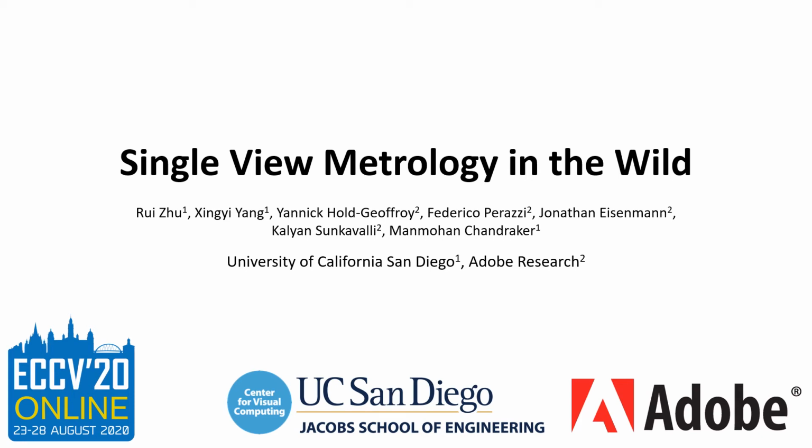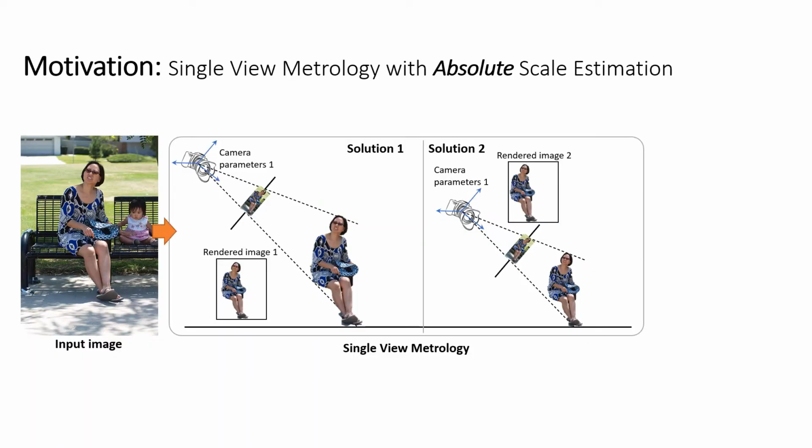I'm going to present our work on single-view metrology in the wild, in collaboration between UC San Diego and Adobe Research. Given the image on the left, single-view metrology can recover the scene and the camera parameters in 3D, only up to ambiguity in a global scale factor. For example, the two solutions in the middle.